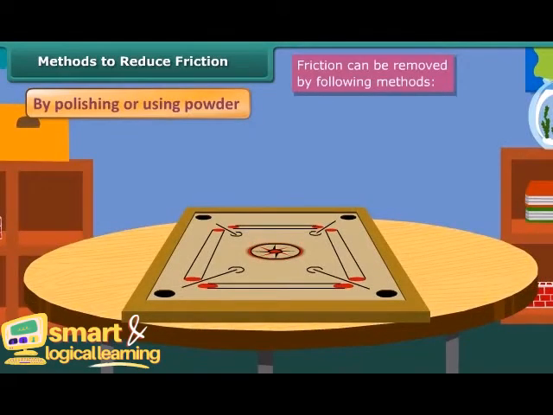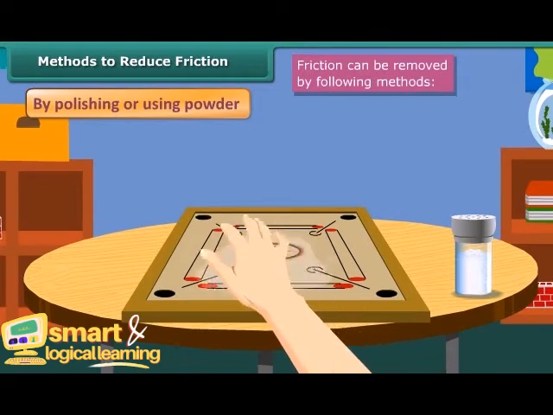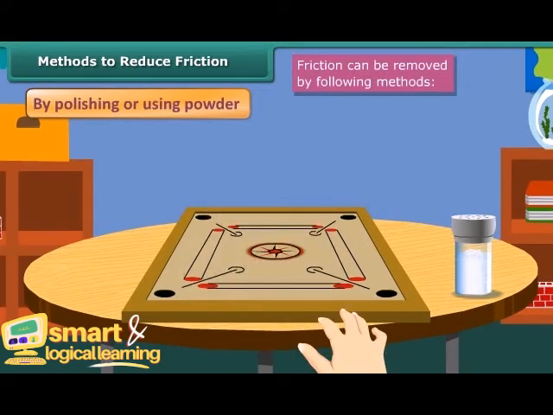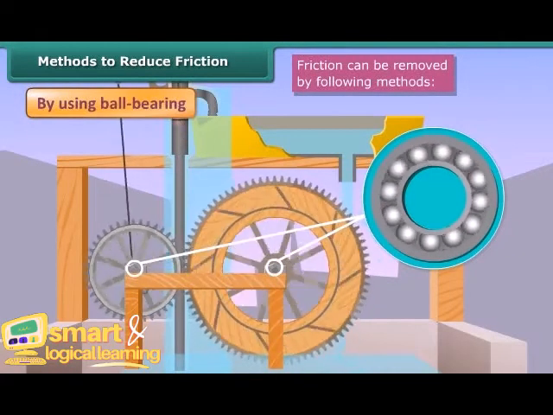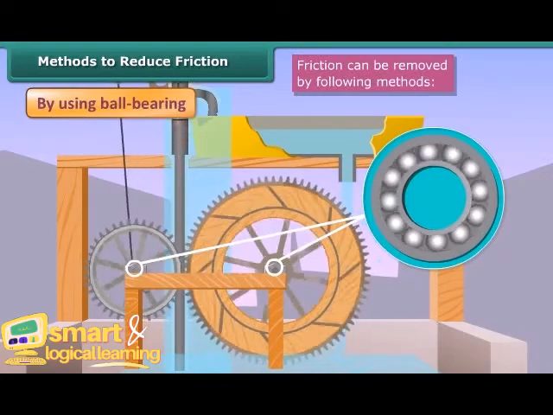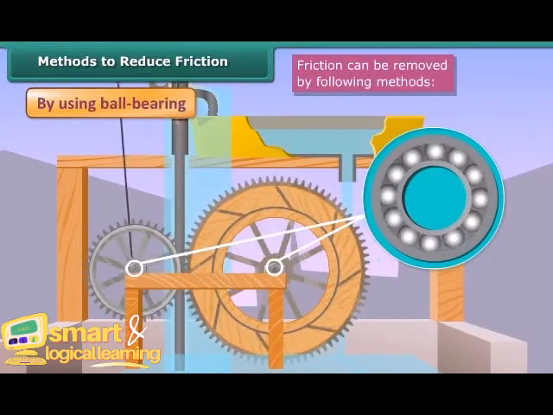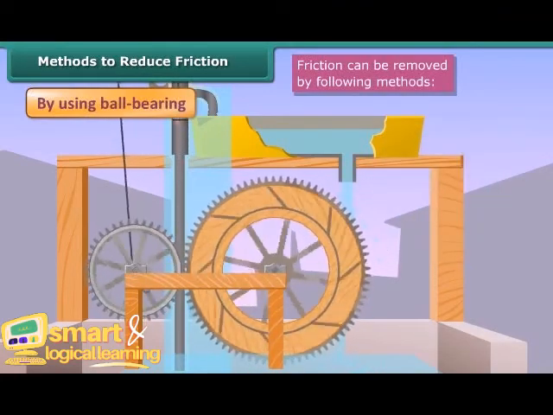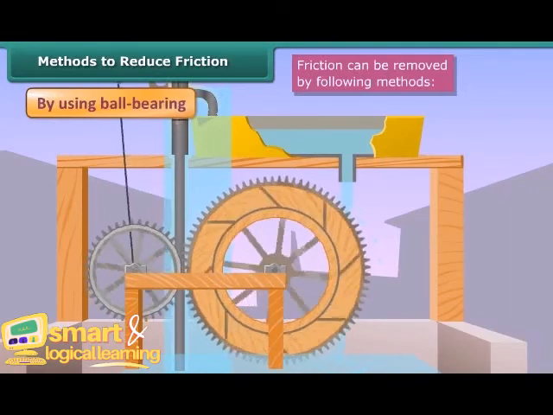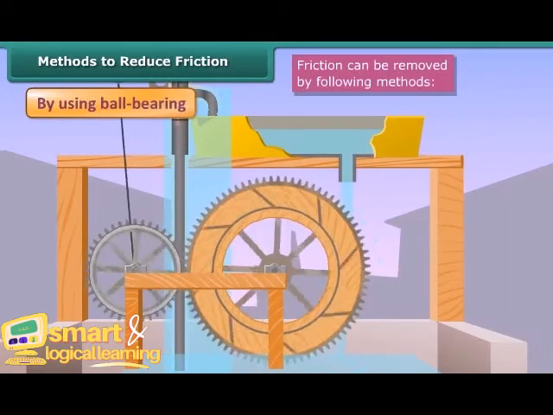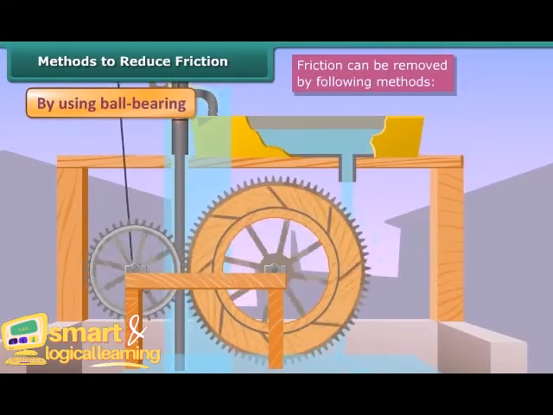Friction can be reduced by the following methods. By polishing or using powder, we can smooth the rough surface. Due to smoothness, the friction is reduced. By using ball bearings. Ball bearings are a hollow circular device containing small metal balls which is fitted around the moving part of a machine like an axle. The ball bearings reduce friction by converting sliding friction into rolling friction.